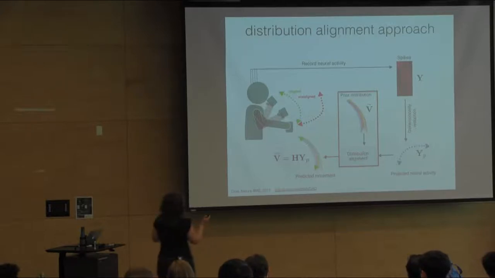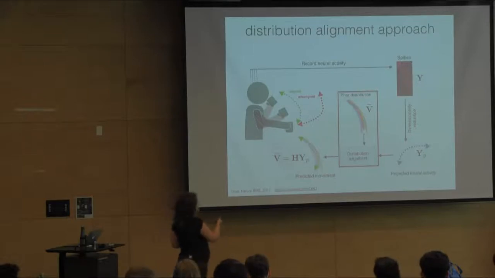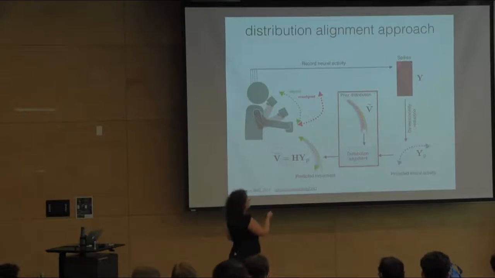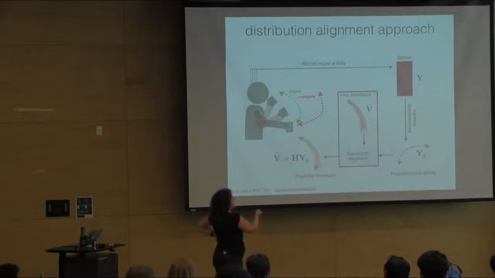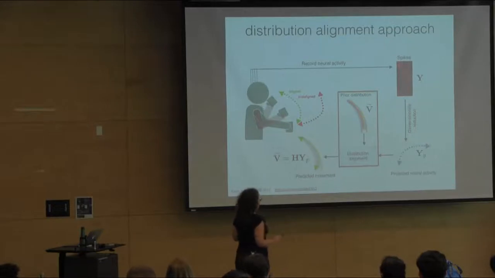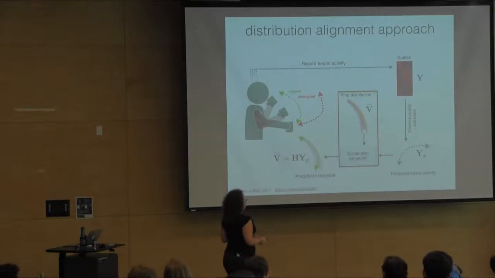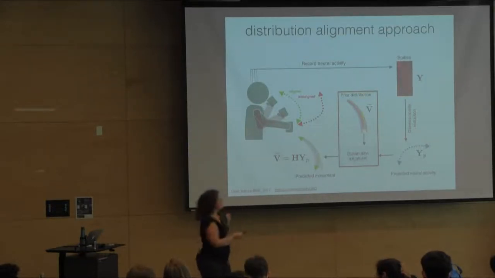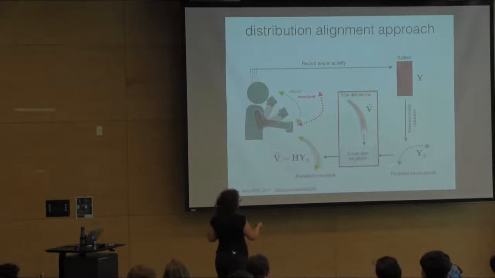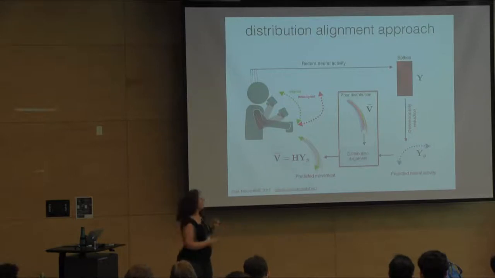Okay, so the idea, as I was describing before, is we record the neural activity. We get some measurement of the spikes of these different neurons over time. So this is our Y matrix. We apply some dimensionality reduction technique, which gives us this projected neural activity. And then we do something called distribution alignment to take this projected neural activity and overlay it onto the prior distribution over our movements.